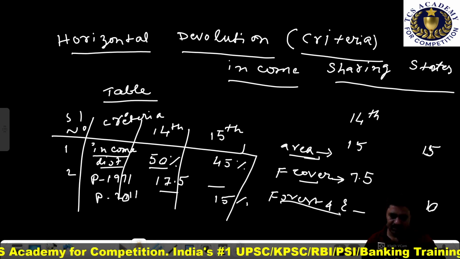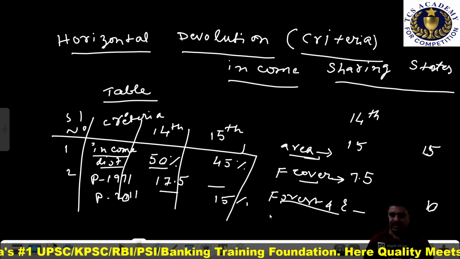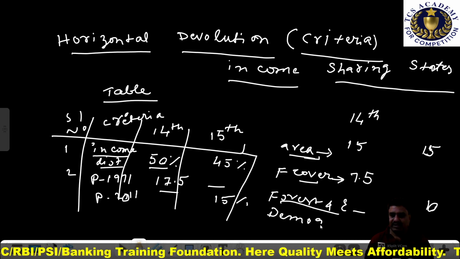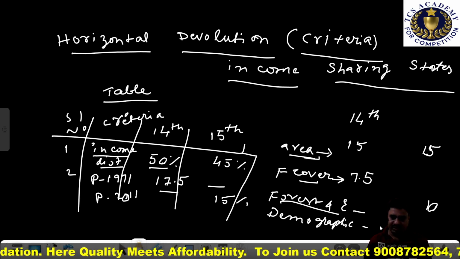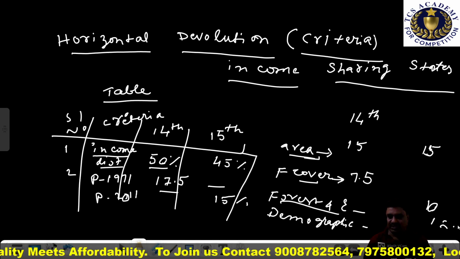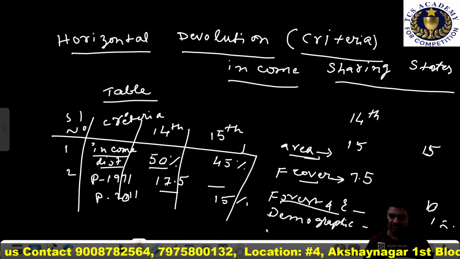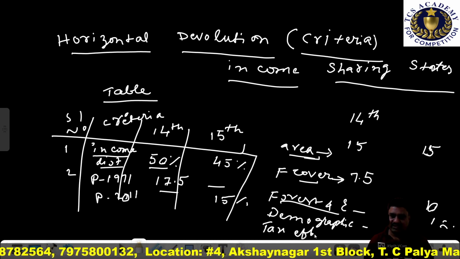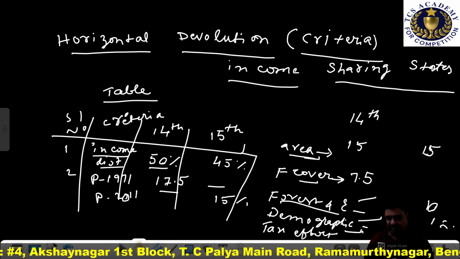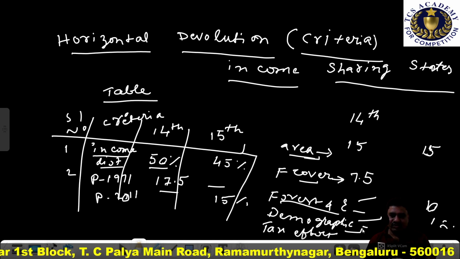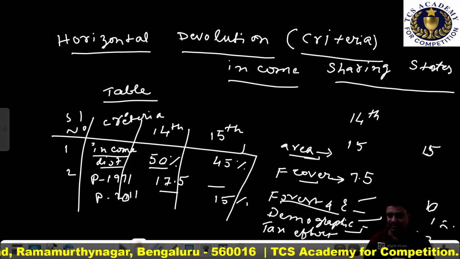One more important new criteria suggested by the 15th Finance Commission is demographic performance, the performance of the states in controlling the population. 12.5% weightage is given. One more important new criteria is tax effort. Forest and ecology, demographic performance, tax effort: these are the new criteria suggested by the 15th Finance Commission. As far as tax effort is concerned, 2.5% weightage is given.